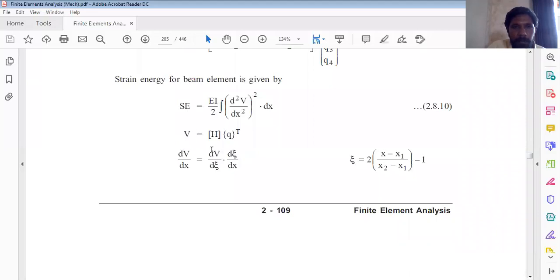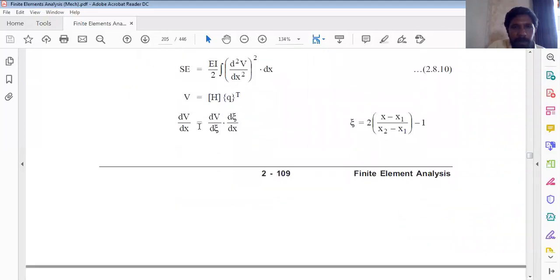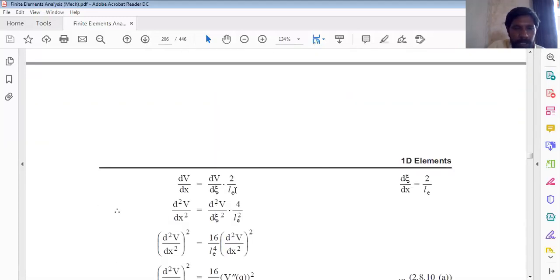So for this, we have to consider the field variable, and dv by dx can be written as dv by d zeta into d zeta by dx from the chain rule. Zeta here is the relation between natural and global coordinate, which can be written as zeta is equal to 2 times (x minus x1) divided by (x2 minus x1), minus 1. So differentiating this zeta with respect to x, we get 2 by (x2 minus x1), or x2 minus x1 is nothing but the length of element, that is 2 by Le.